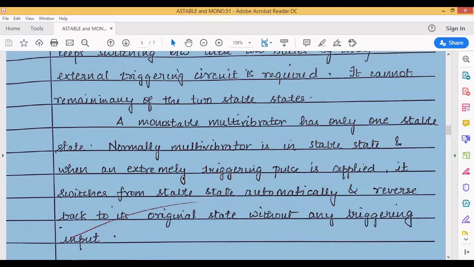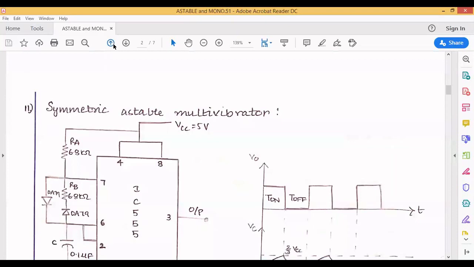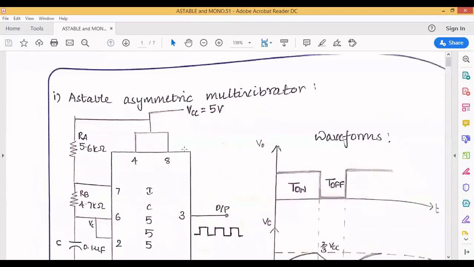Okay, so in order to start with the astable multivibrator, we have three cases. Let's see what those three cases are. These three cases we will take with respect to duty cycle. The duty cycle will be equal to 50%, greater than 50%, and less than 50%. We have three cases with respect to duty cycle. Those I already told: greater than 50%, less than 50%, and equal to 50%.